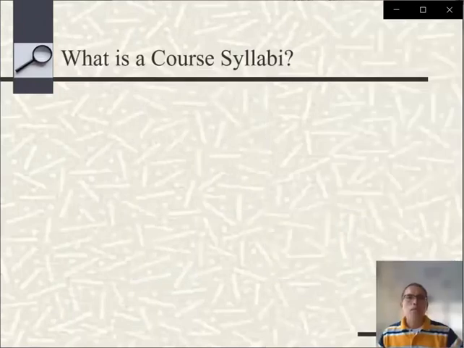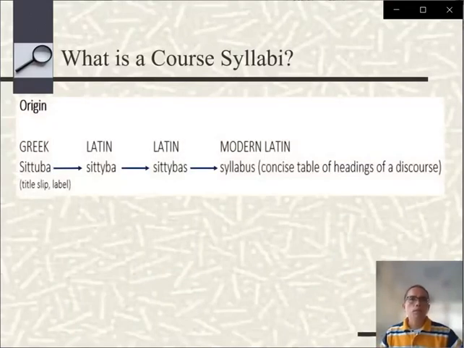So what is course syllabi? To avoid confusion, syllabi is the plural form of the word syllabus. The word syllabus comes from the Greek word situba, which means title slip or label, originally a misreading of Latin situbus, an accusative plural of sitiba. Syllabus in modern Latin means concise table of headings of a discourse.